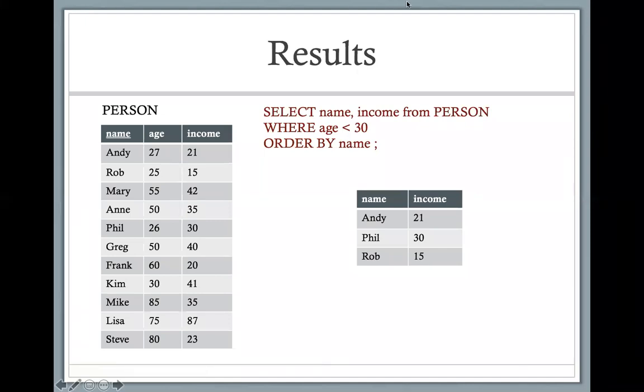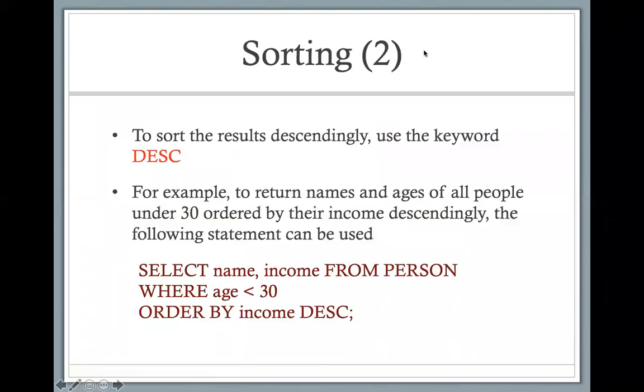Just making sure. So this is equivalent to what? Equivalent to tau of name. So I want to sort over name and then project name and income from person after you select those who have age less than 30. Okay, good.